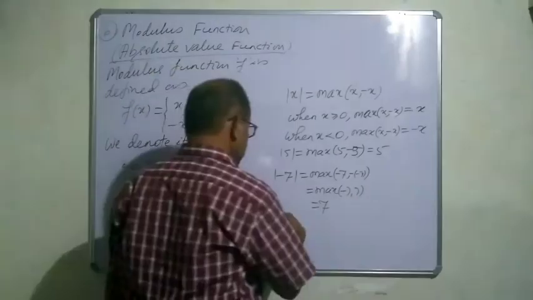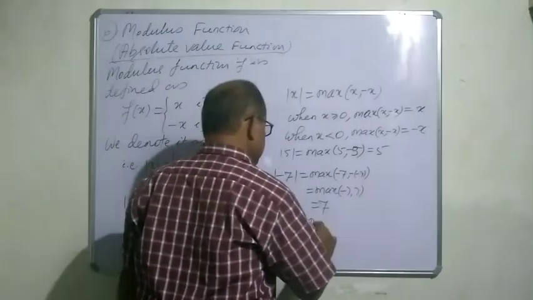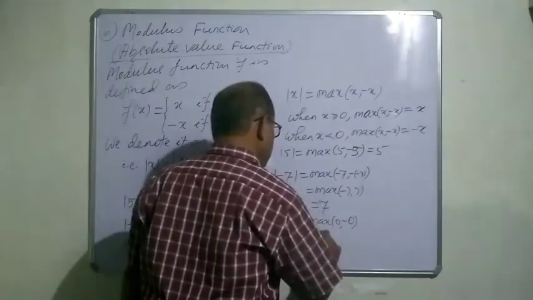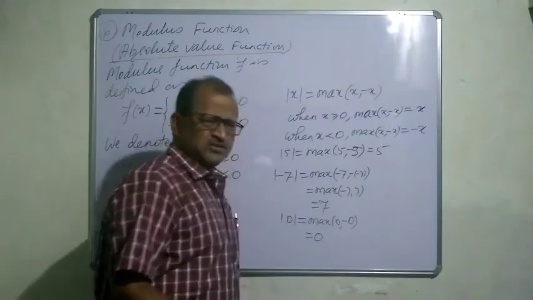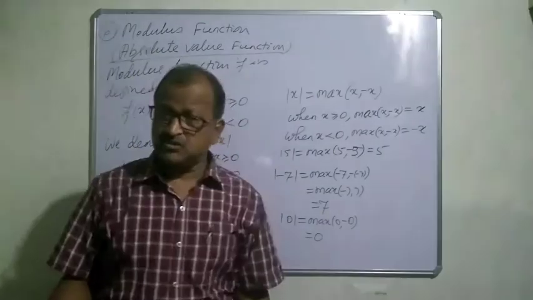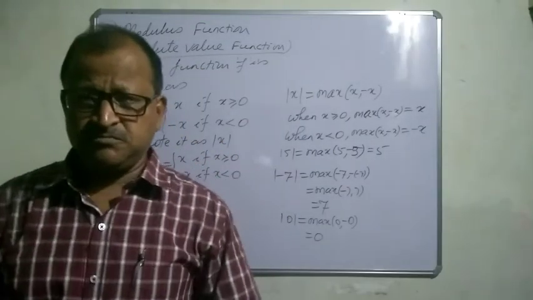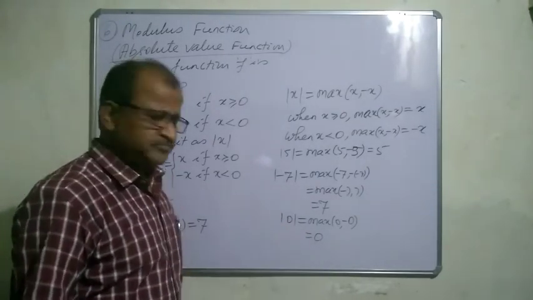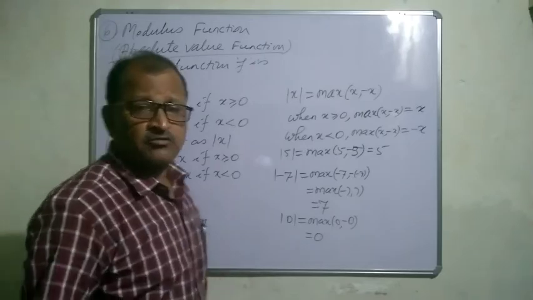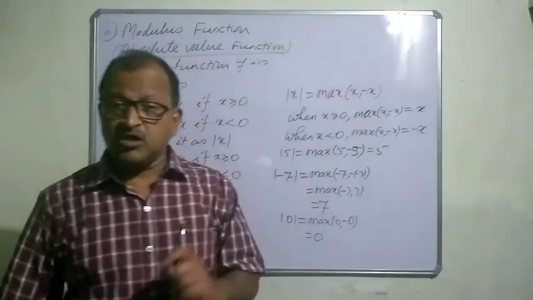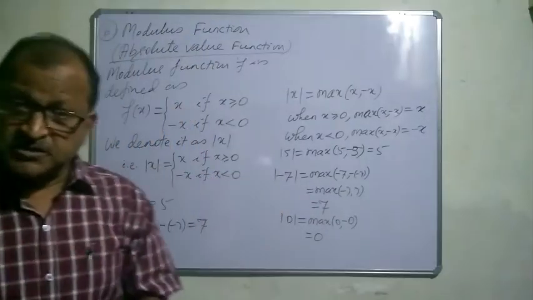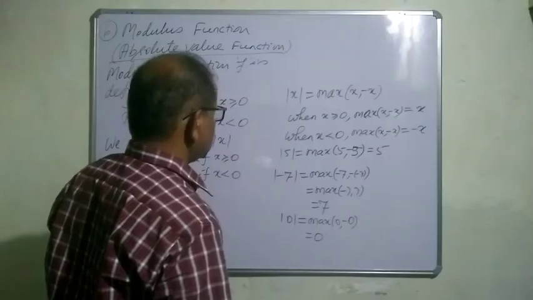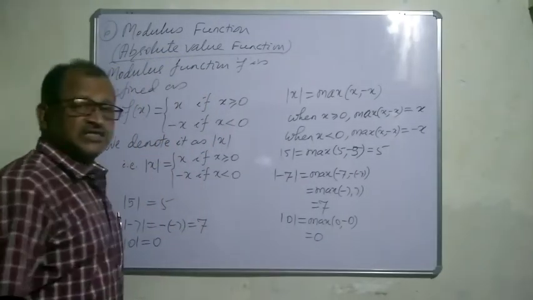And the modulus of 0: the maximum of 0 and minus 0. Who is greater? 0, minus 0, they are the same. So the modulus of 0 is 0. Okay, this is about the definition of the modulus function, or the absolute value function. Now let us draw its graph.